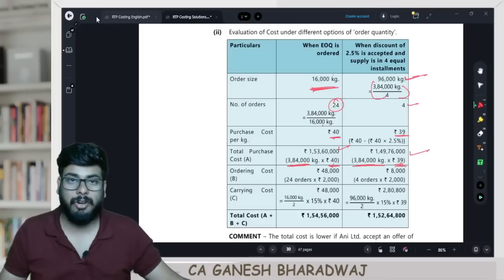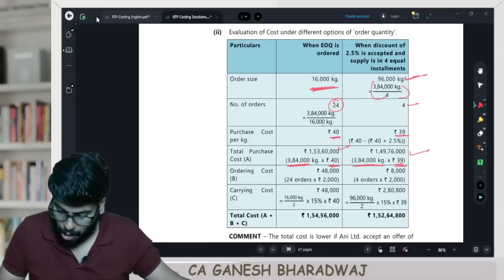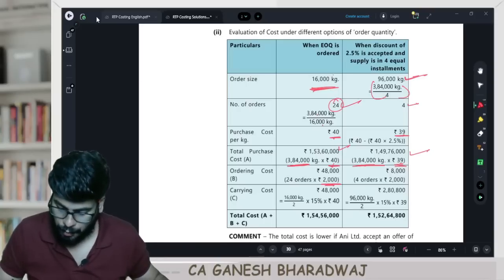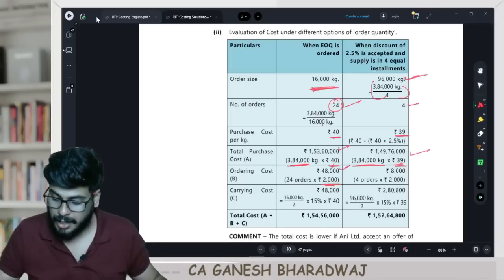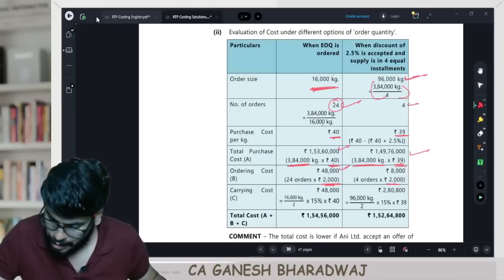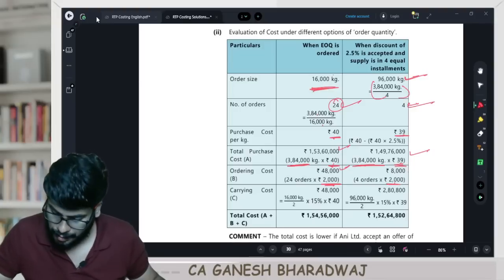What happens to the ordering cost? Ordering cost is going to be 2,000 per order, and the number of orders is 24. So 24 into 2,000, 48,000. Here, just 4 orders are being placed. 4 into 2,000, it's going to be 8,000.